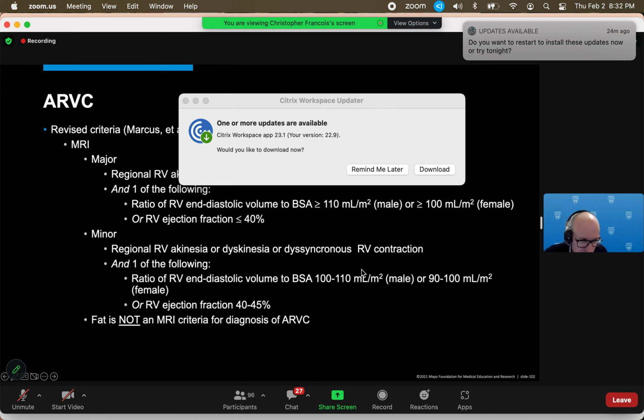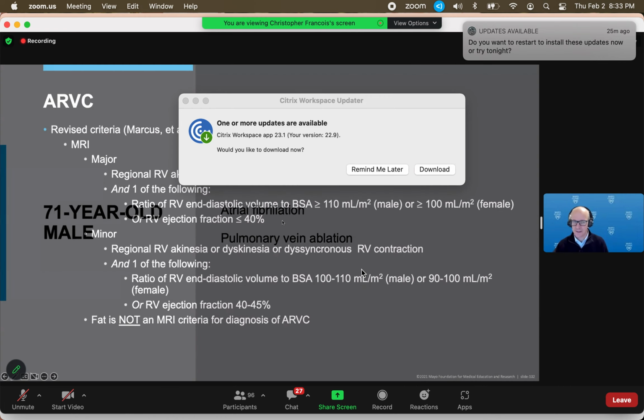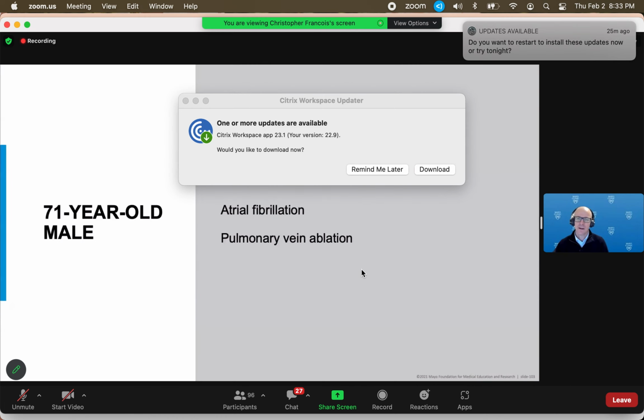I would recommend at some point before you take your exam, just briefly review the criteria for arrhythmogenic right ventricular cardiomyopathy, because it does include MRI findings. So MRI plays a critical role in the diagnosis. Basically, if the right ventricle is too big and it's not working very well, then those would be major criteria in establishing the diagnosis.